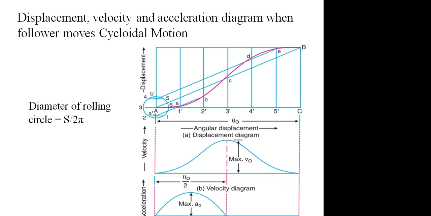And this is the acceleration diagram. It is 0 at the start, mid and end of the outstroke, and it is maximum at theta O by 4. Here also it is maximum at theta O by 4. Here also it is maximum at a distance theta O by 4. Drawing a smooth curve passing through all these points, you will get the acceleration diagram. So these are the displacement, velocity and acceleration diagrams for the follower when it moves with different motions.